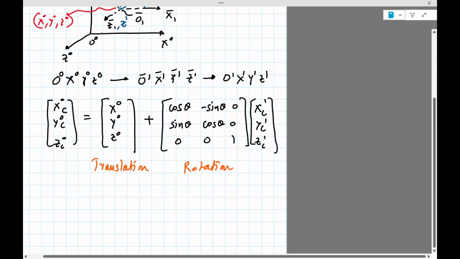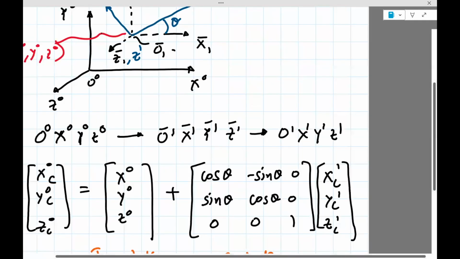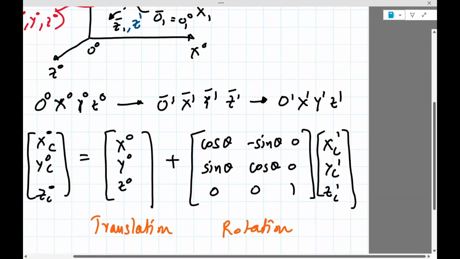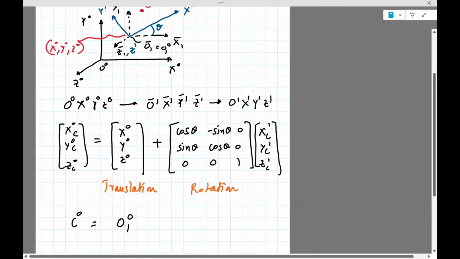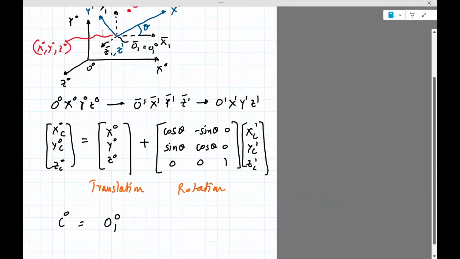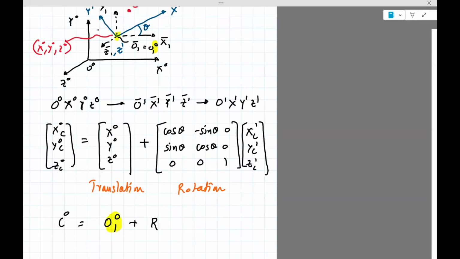Okay, so the way to write it in a single line like before, we wrote C0 is what? So C0 is going to be O1 bar, which is the same as O1,0. So this is going to be O1,0. That's the motion of frame 1 with respect to frame 0. So this point is that. And then the second part is R1 with respect to 0, the rotation, and then C in the body frame.